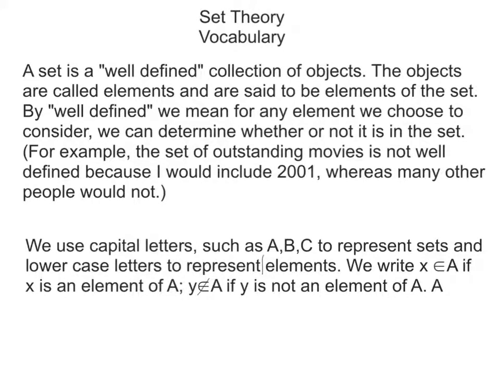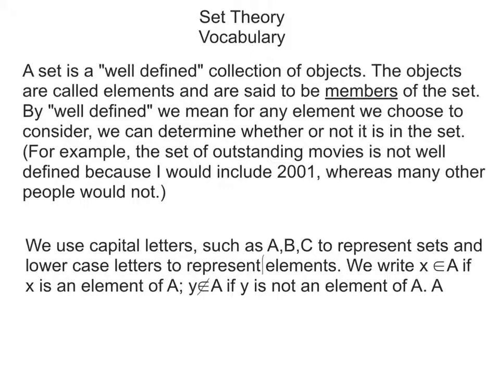We will start with vocabulary. A set is a well-defined collection of objects. The objects are called elements and are said to be members of the set. Little correction there, members of a set. By well-defined, we mean for any element we choose to consider, we can determine whether or not it is in the set. For example, the set of outstanding movies is not well-defined because while I would include 2001, many other people, including members of my own family, would not.